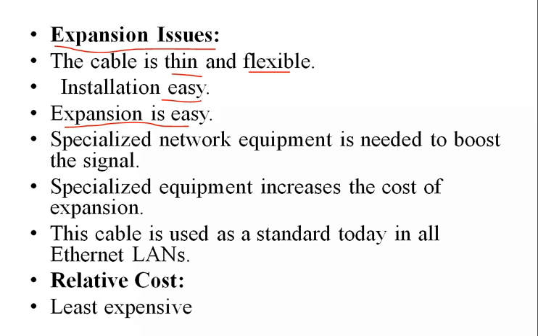Here expansion is also easy, but specialized network equipment is needed to boost the signal. Specialized equipment increases the cost of expansion. This cable is used as a standard today in all Ethernet LANs. Relative cost: it is less expensive.